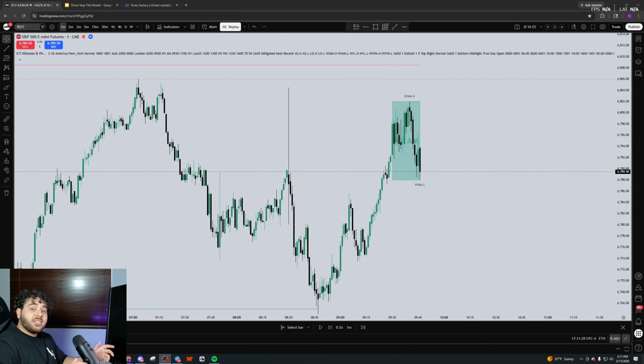The asset we're going to be focused on today is the S&P 500 futures. It moves directly with the NASDAQ. Now, this model is going to work with any asset. However, it's going to work best with the indices because they provide the most amount of liquidity and volatility.